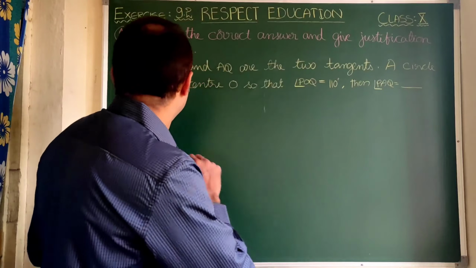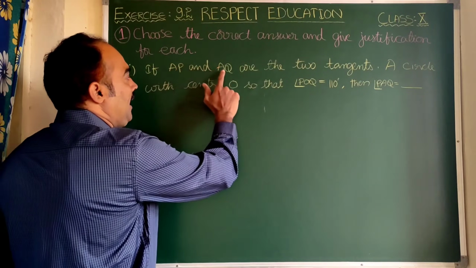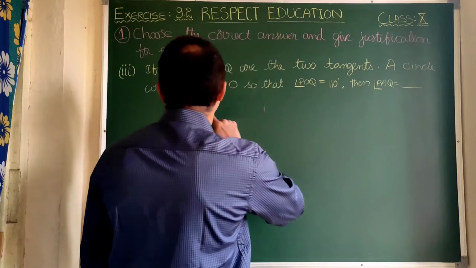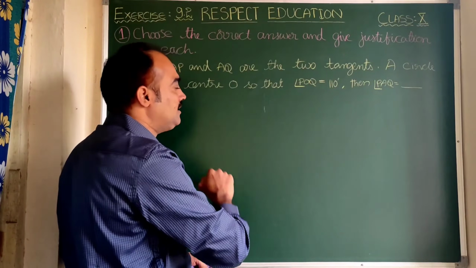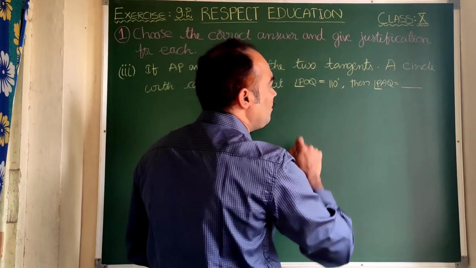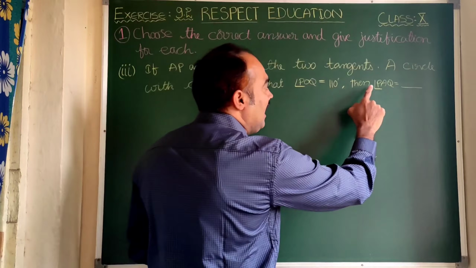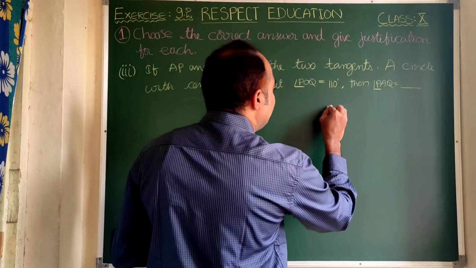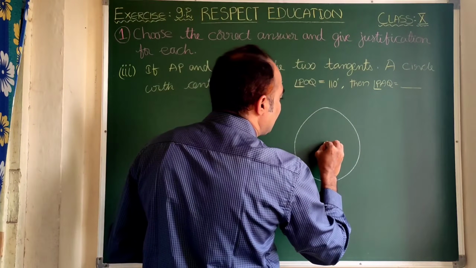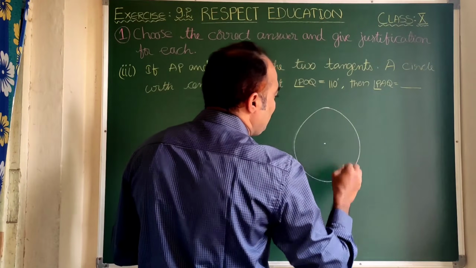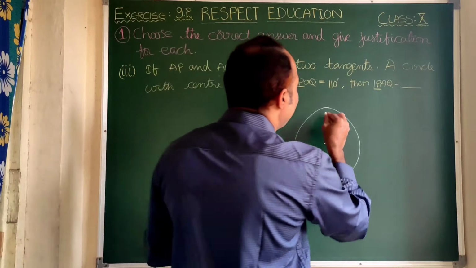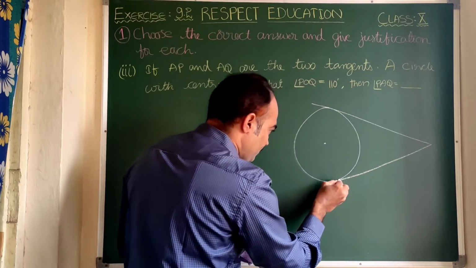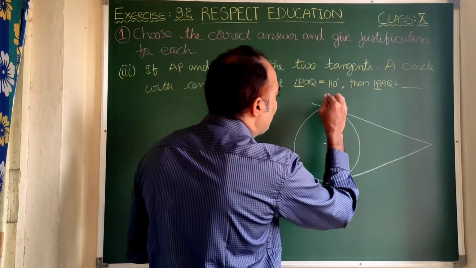Now let us see third bit. If AP and AQ are the two tangents to a circle with center O, so that angle POQ is equal to 110 degrees, then angle PAQ is equal to dash. Here let us see, there is a circle whose center is O, so that here you can take two tangents, like one tangent is here and another one is like this. So here let us take the point of contacts.